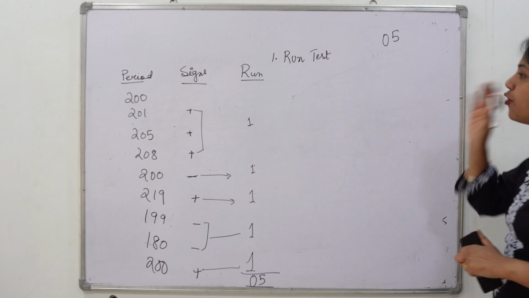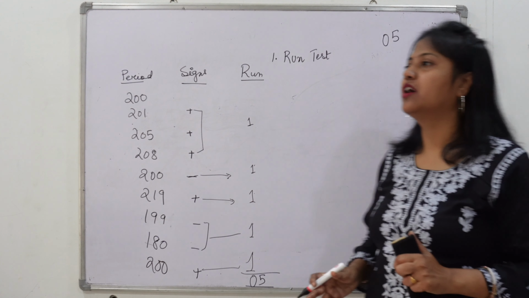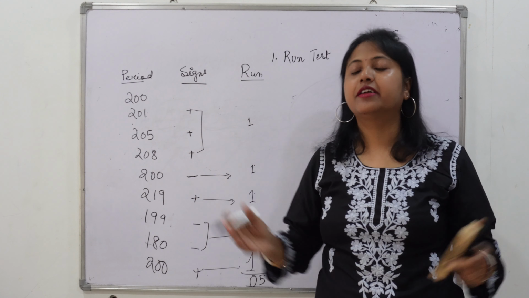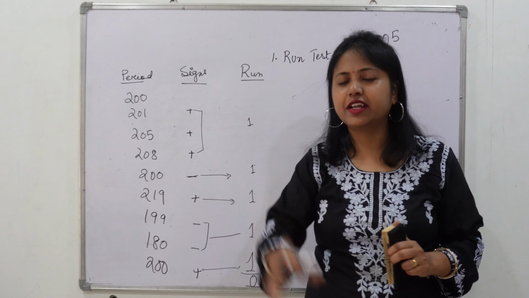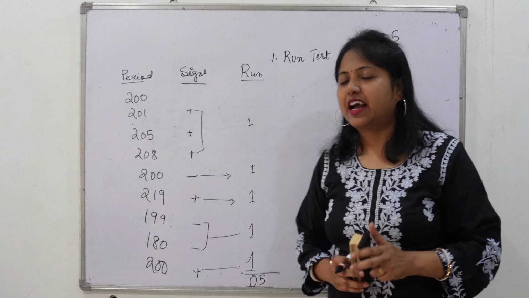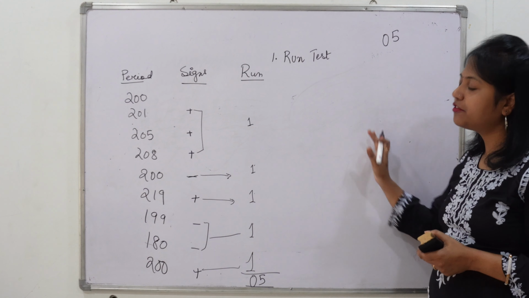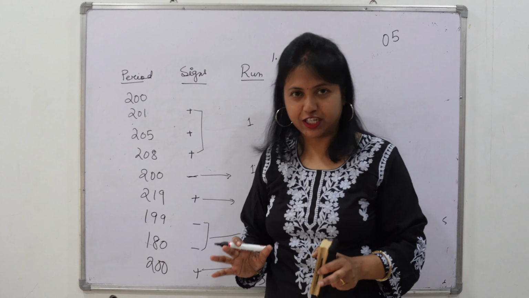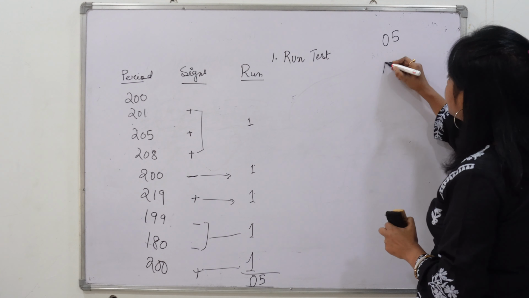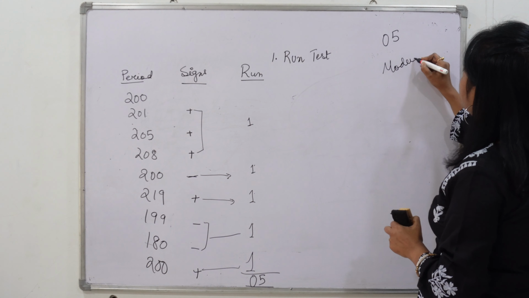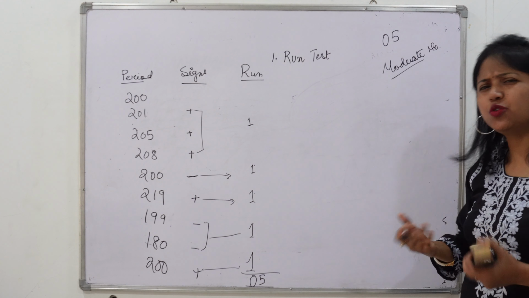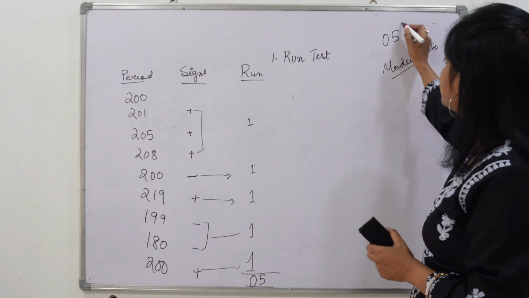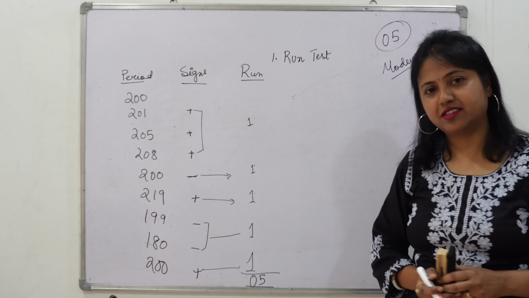So I want to avoid any such situation where the pattern is very long, neither should the pattern be very short. But if you want to prove that the market is weakly efficient, in other words, if you want to prove that the market is efficient, then you must have a moderate number of runs. Now the question is, how do I know what is a moderate number of runs? I just got 5 runs.